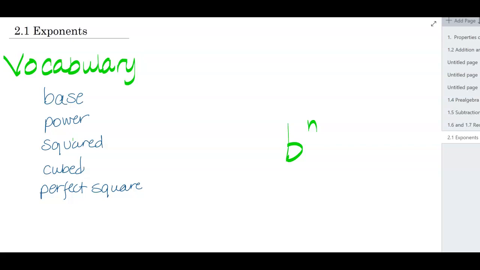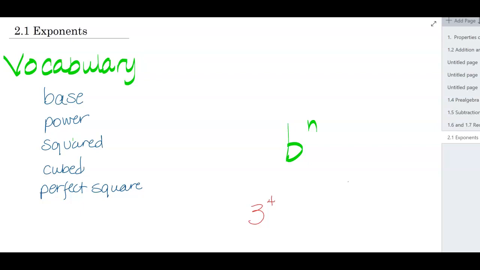When we talk about exponents, what we're talking about is taking a base, symbolized by b, to an nth power. So if you had 3 with an exponent of 4, you would say that's 3 to the 4th power.